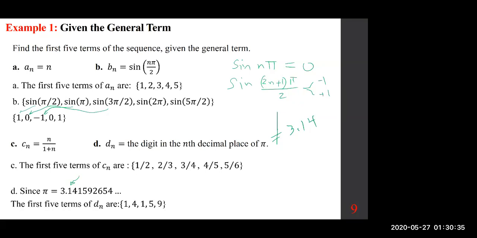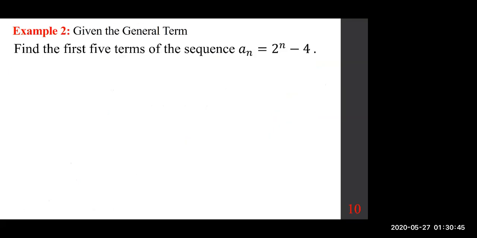Here's the next one. 2 to the power of n minus 4 represents the general term a sub n. That's the general term. So what we need to do is to come up with a few terms here. In this case, we want 5 of it. So let's give everybody a moment to figure this out.